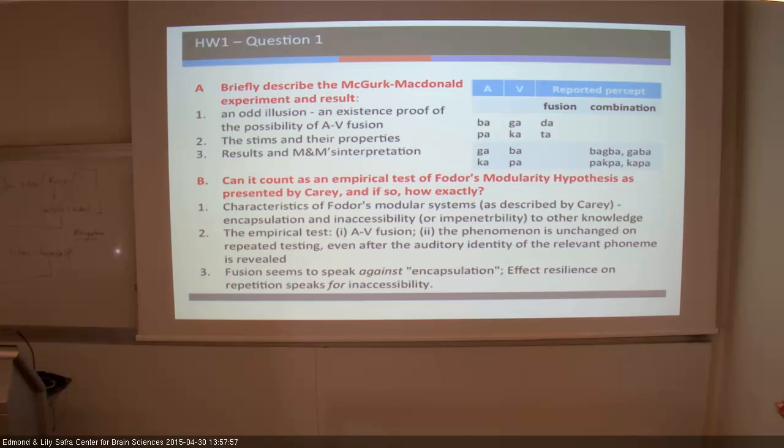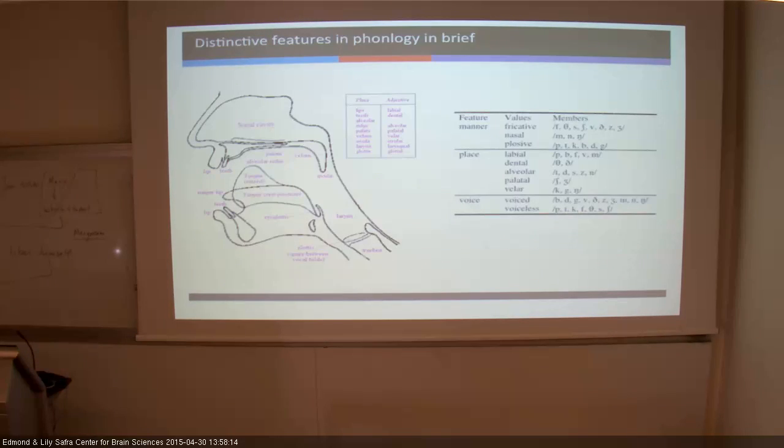Okay. So, to me, what I would say is this is perhaps an existence proof of the possibility of A-B fusion, where by fusion one should say quite precisely, at least on one dimension, namely the dimension of place of articulation. On this dimension, this is a dimension which brings about fusion errors. I don't know about the others. We hardly have any evidence about the others.